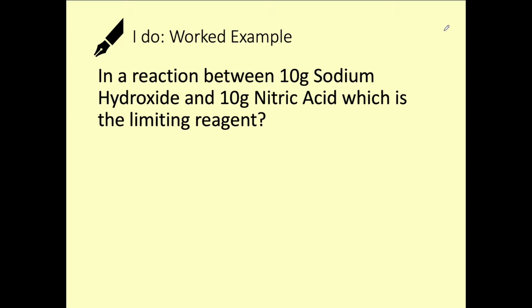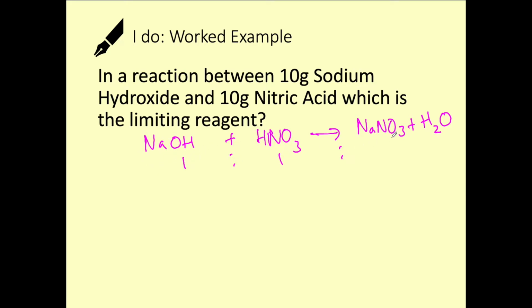So the first step is to write a balanced equation for this reaction. Sodium hydroxide is reacting with nitric acid, and so what we're going to get there is a sodium nitrate salt plus water. So acid and alkali neutralization reaction forming a salt plus water. So double check that this is balanced. It is. So then our ratio is 1 to 1 to 1 to 1.